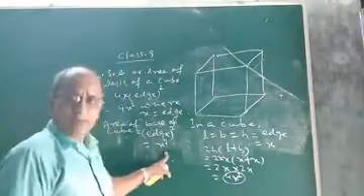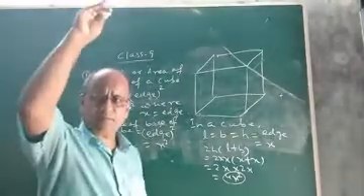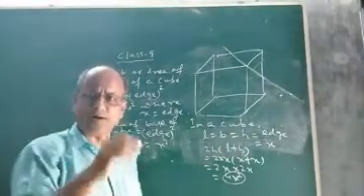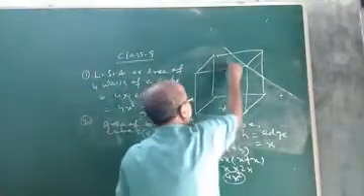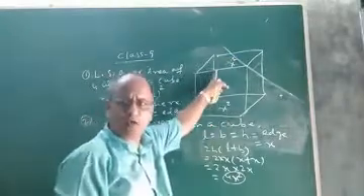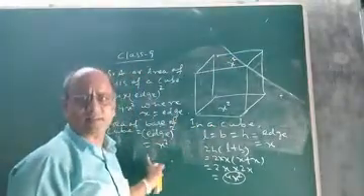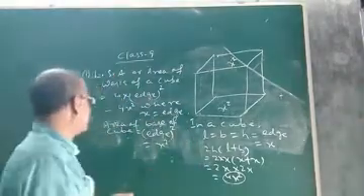Now, if x square is the area of base of a cube, then area of top will also be x square. So x square plus x square, 2x square. Now this 2x square will be added to the lateral surface area or area of four walls in order to get the total surface area.